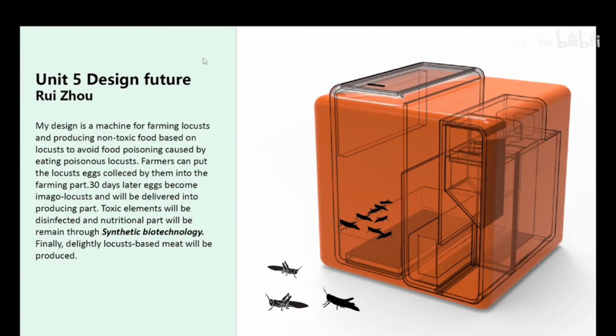My design is a machine for farming locusts and producing non-toxic food, to avoid food poisoning caused by eating toxic locusts. Farmers can put the locust eggs collected by them into the farming part. 30 days later, eggs will become imagos and will be delivered into the producing part. Toxic elements will be removed and the nutrition part will remain through synthetic biotechnology. Finally, delicious locust-based meat will be produced.